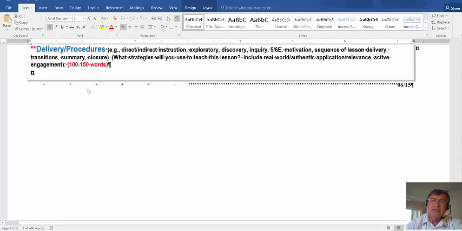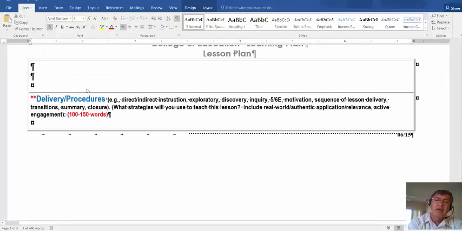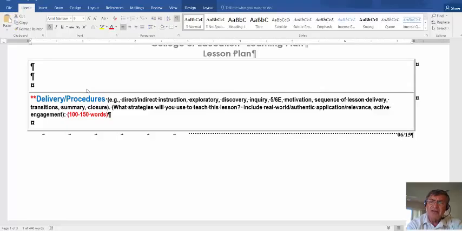Delivery procedures. Okay, 100 to 150 words. This is the biggest part of the lesson. Is there going to be direct instruction? Are you going to do motivation? Are you going to do the sequence of the lesson? This is the part that you're going to be laying out for me in 100 to 150 words from beginning to end. Give me a description of what you're doing.